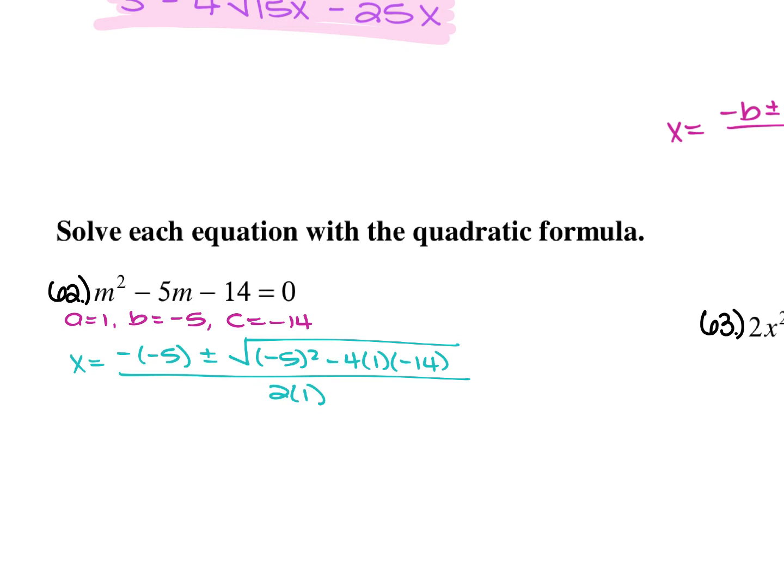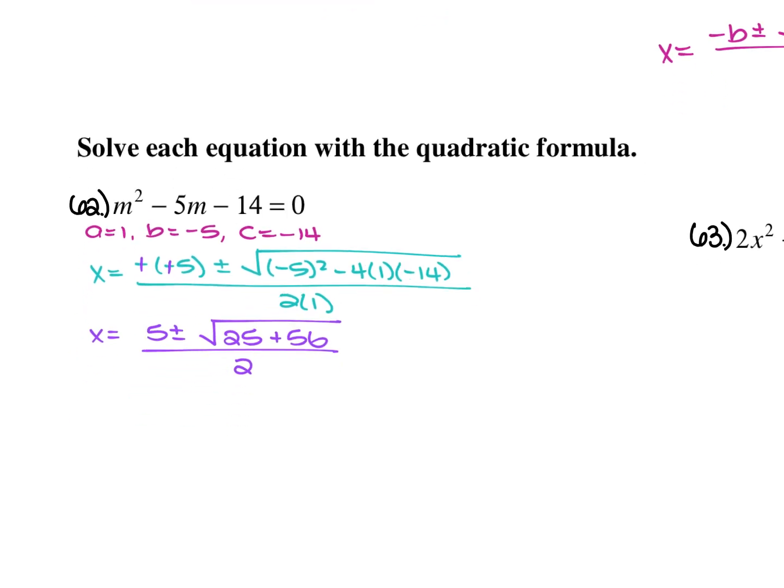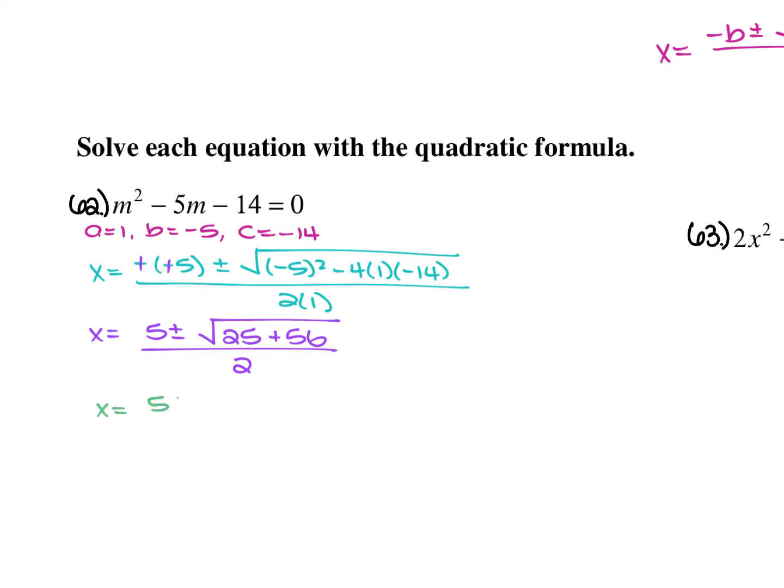That negative, or the opposite of negative 5 becomes positive 5. The square root of negative 5 squared is 25. Then that negative 4 times negative 14 gives us positive 56. And this is all over 2. From here, we're going to add the 56 with the 25 underneath that radical, and we get x is equal to 5 plus or minus the square root of 81 all over 2. This then simplifies to be 5 plus or minus 9 over 2.